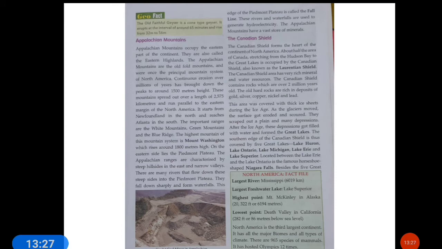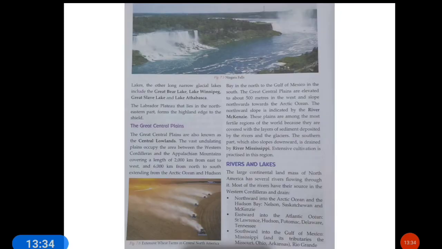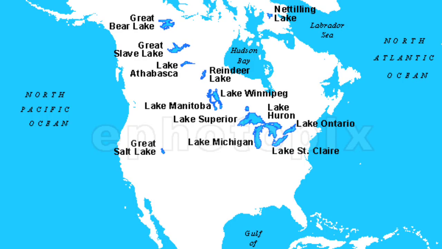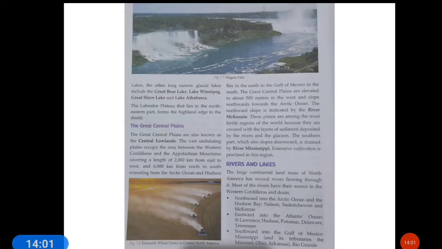So moving on to the next point, we'll see what are the other important lakes found in North America, apart from these 5 great lakes. The other long narrow glacial lakes include the Great Bear Lake, somewhere in the northern side, Lake Winnipeg, Great Slave Lake, and Lake Athabasca. These are the other lakes that can be observed in the part of the Canadian Shield.